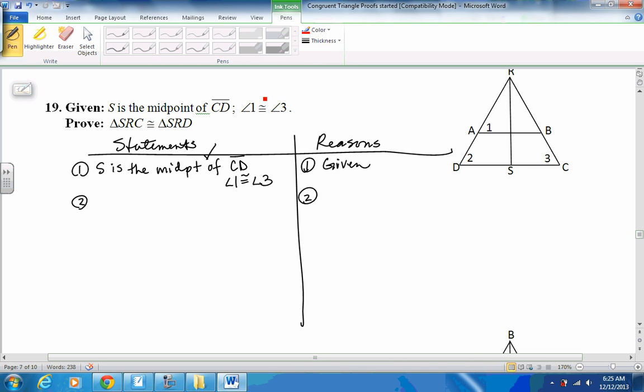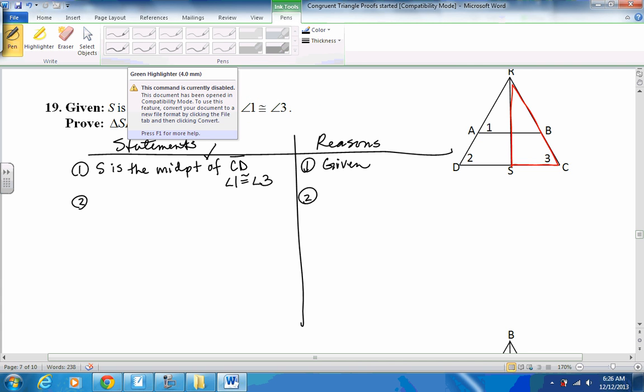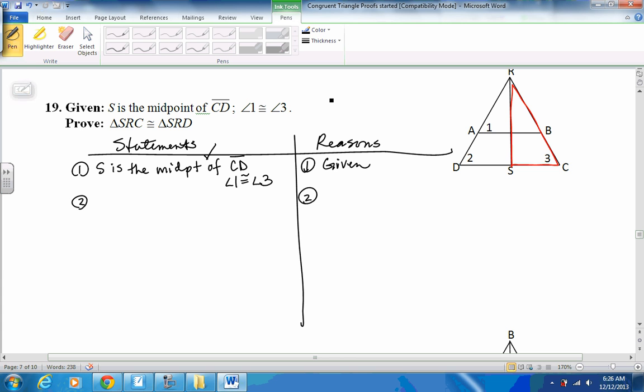I have triangle they named S to R to C, so I've got that triangle on the right, and then S to R to, so the bigger triangles is what we're looking at. So I need some corresponding parts from there. Can I get any from S being the midpoint of CD, segment CD?